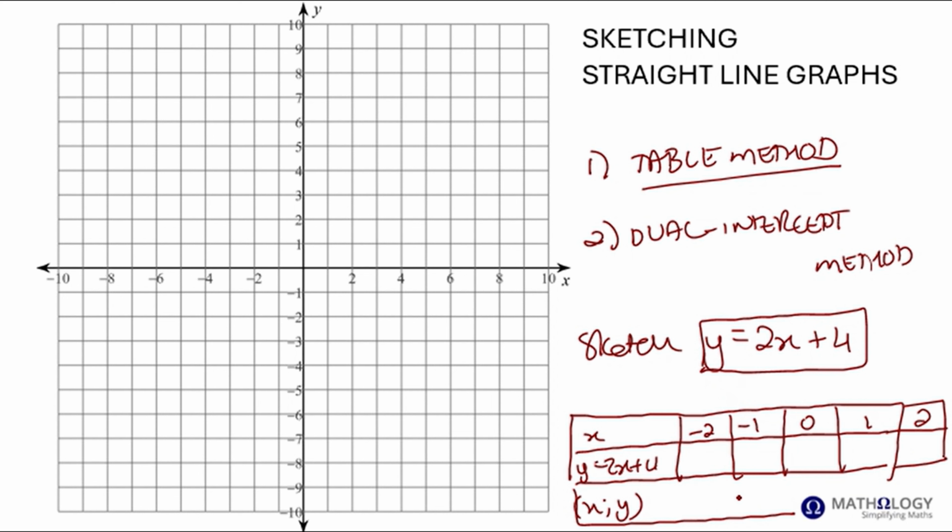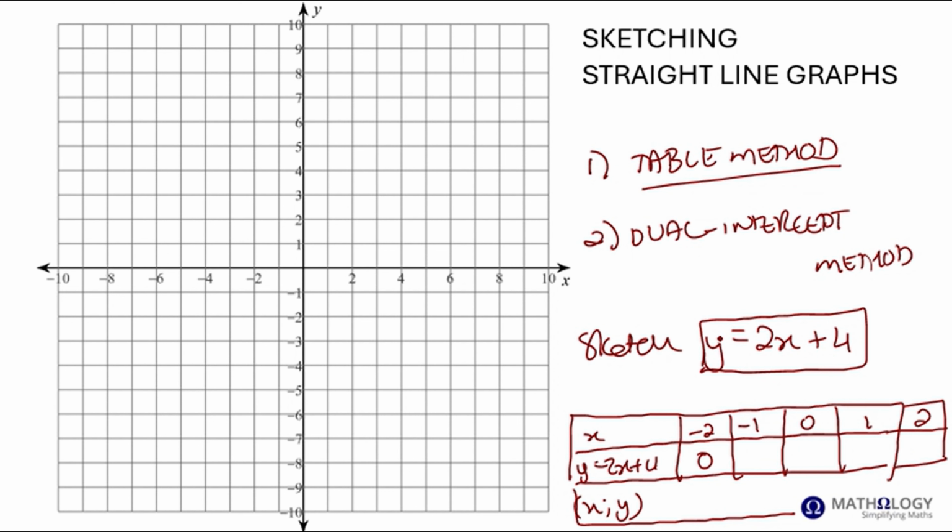So when x is -2, we'll have 2 times -2 is -4. -4 plus 4 is 0. So the y value is 0 when x is -2. The y value depends upon the x value, and depending on the function that you are working with, you're going to have different y values.